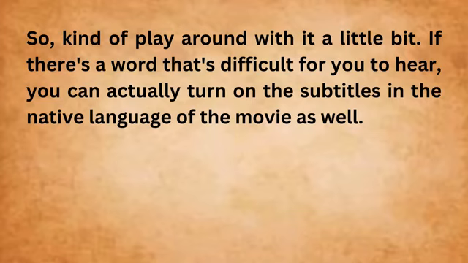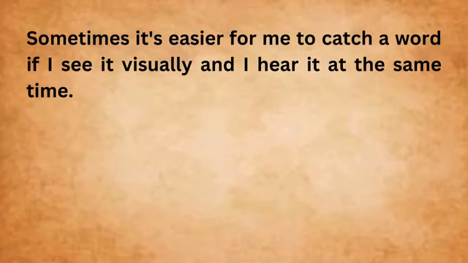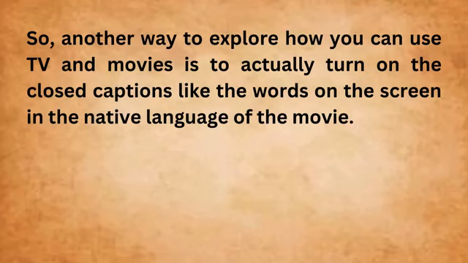If there's a word that's difficult for you to hear, you can actually turn on the subtitles in the native language of the movie as well. That's something that I've done, like, if I wanted to study Japanese. It's very useful when the actual words spoken in Japanese appear on the screen. Sometimes it's easier for me to catch a word if I see it visually, and I hear it at the same time. So, another way to explore how you can use TV and movies is to actually turn on the closed captions, like the words on the screen, in the native language of the movie.